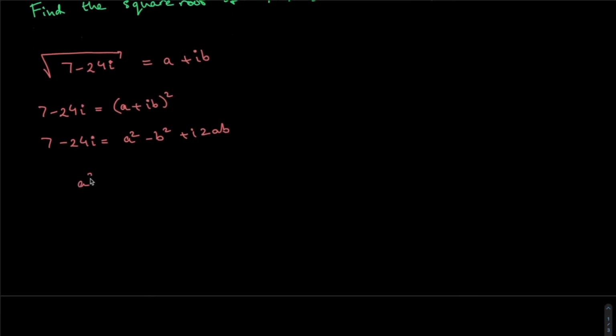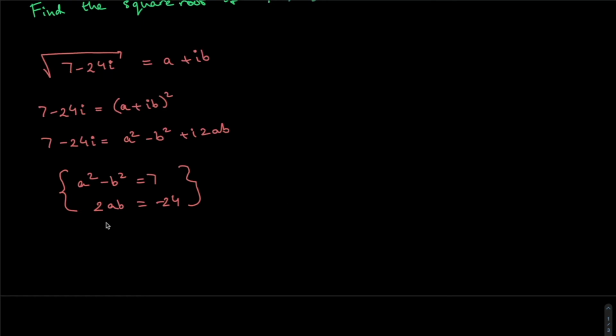right? So I'm going to get a squared minus b squared is equal to 7, and 2ab is equal to minus 24. Don't forget the minus sign. It's because it's a plus i here, and here it's a minus i, so we're going to take the minus with the 24. So these are the two conditions, or the two equations, that we have.